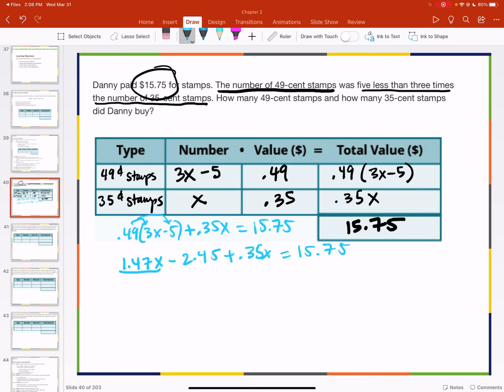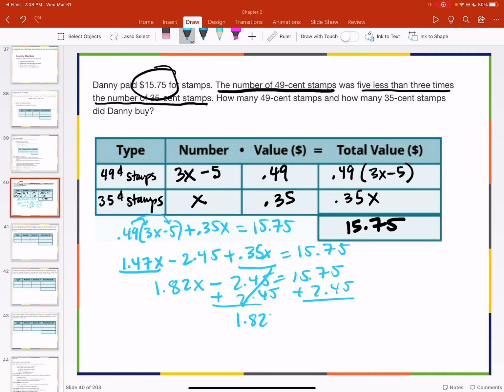Combining like terms, that's going to be 1.82x minus 2.45 is equal to 15.75. Let's add 2.45 to both sides. That cancels out here, and 1.82x is equal to 18.2. Then divide by 1.82, and we get that x is equal to 10.